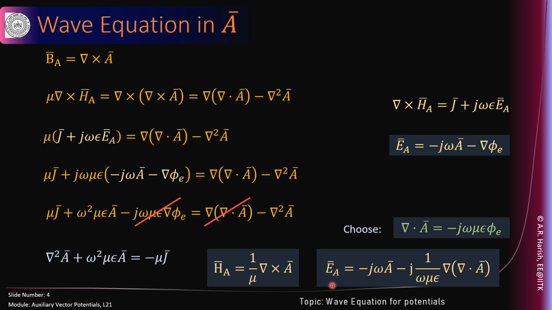There is another way to find E_A. In case there are problems where we have a source confined to a finite region and you are trying to find the fields far away from the source, where J is 0, you can use this result to compute the value of E_A. That's what is done in antenna problems.